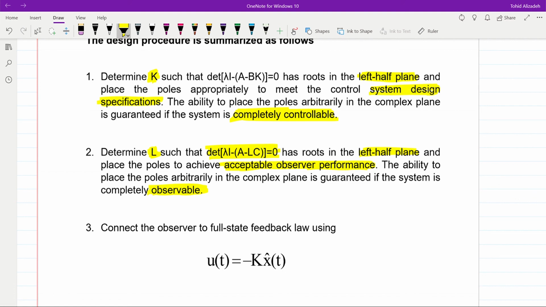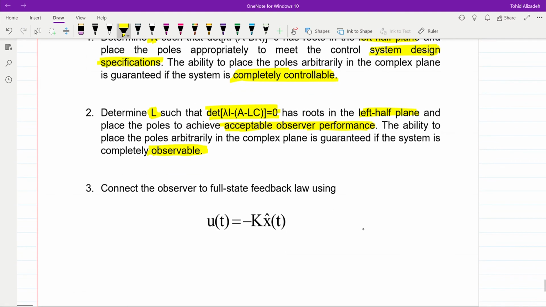And once we are done with those two, we just connect the observer to the full state feedback law using this equation: u will be equal to minus K times x hat. And once we do that, we will be done with designing the controller in the state space domain.